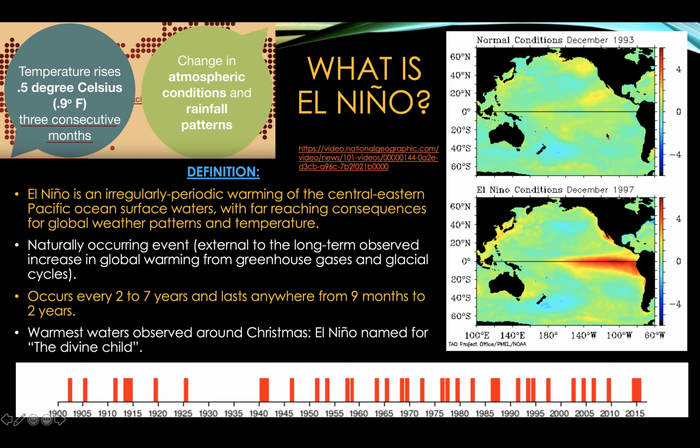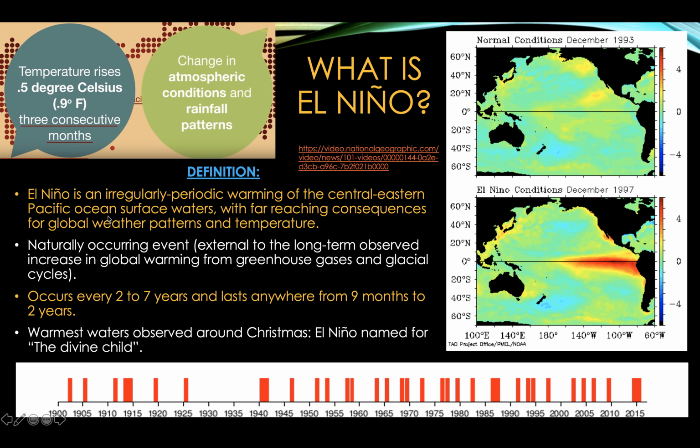So, here in this map on top, you can see normal conditions with color indicating the temperature. So, red being warm, blue being cold. And you can see during an El Nino event, you have this pool of warm surface water that gets pushed back towards South America due to the reduction in the trade winds. So, as a definition, El Nino is an irregularly periodic warming of the central eastern Pacific Ocean.